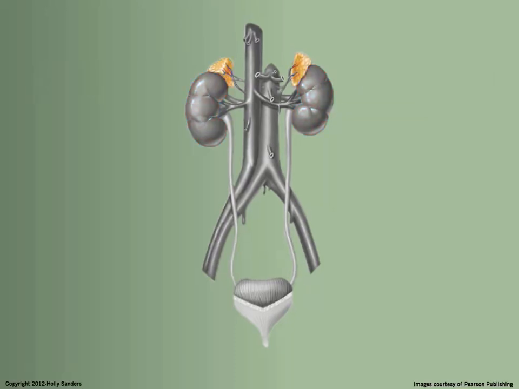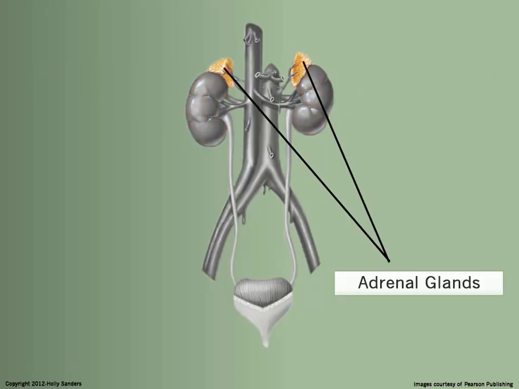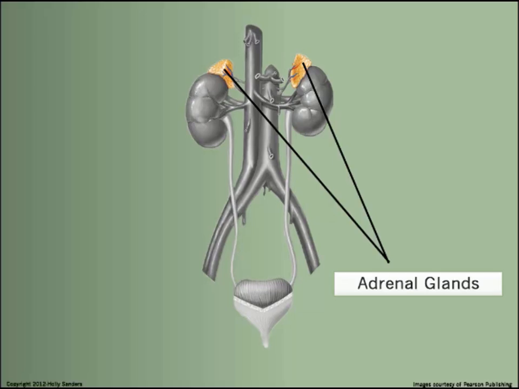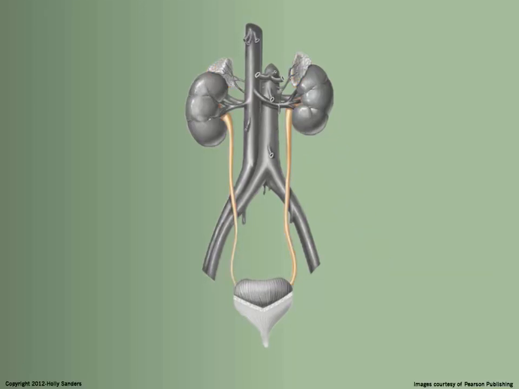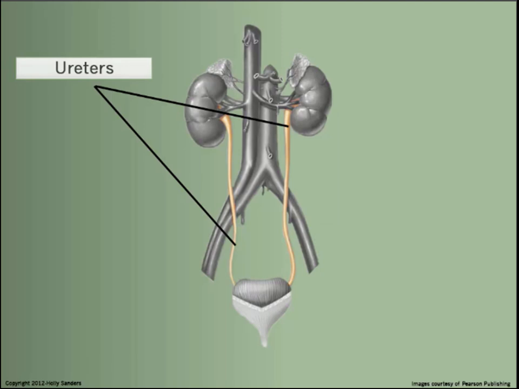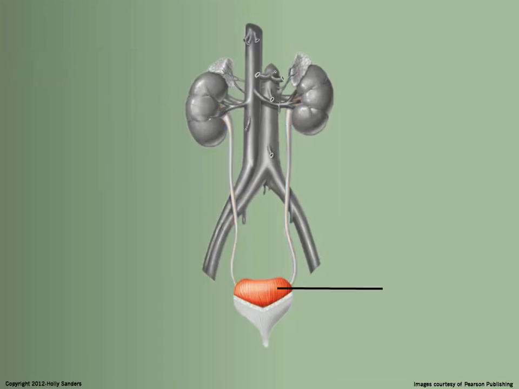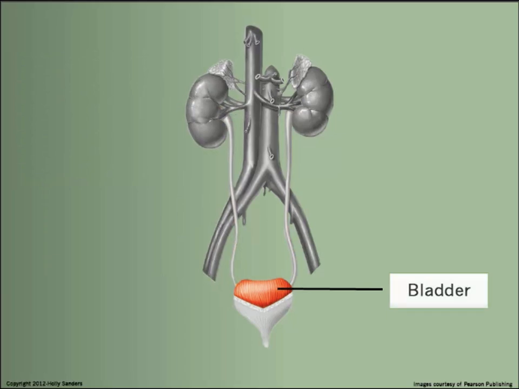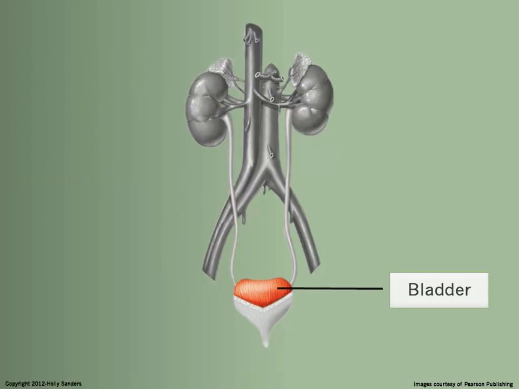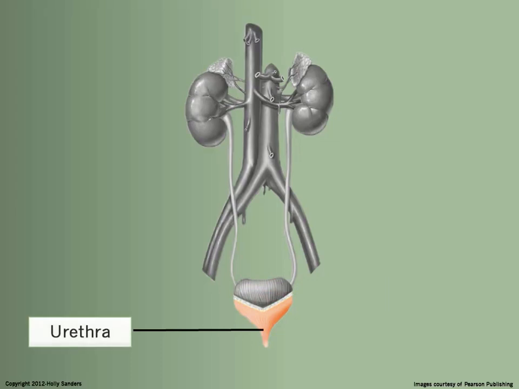And on top of each kidney are the adrenal glands, which are part of the endocrine system. Coming out of each kidney are the ureters, which take urine to the bladder, where it is held until it is finally released to the outside of the body through the urethra.